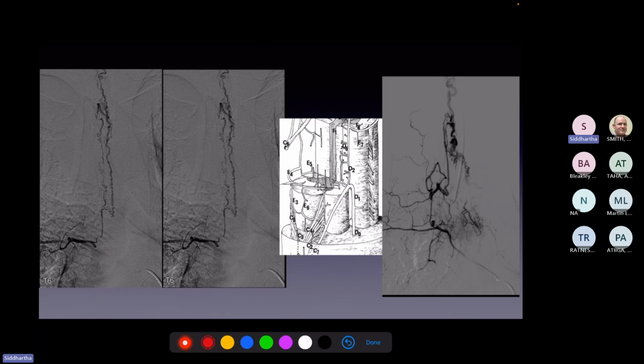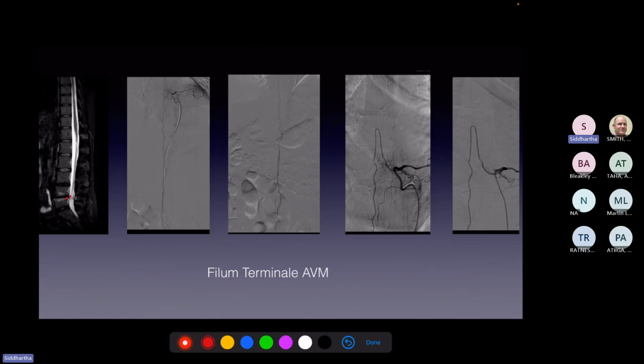So this patient had previous surgery at L4-5. Following this, there was fibrosis and she developed a filum terminale AVM. So that's the anterior spinal axis, and the AVM is situated at this point, right at the site of surgery. So these are all the venous veins. So that's the anterior spinal artery injection. So this is again on the left side.